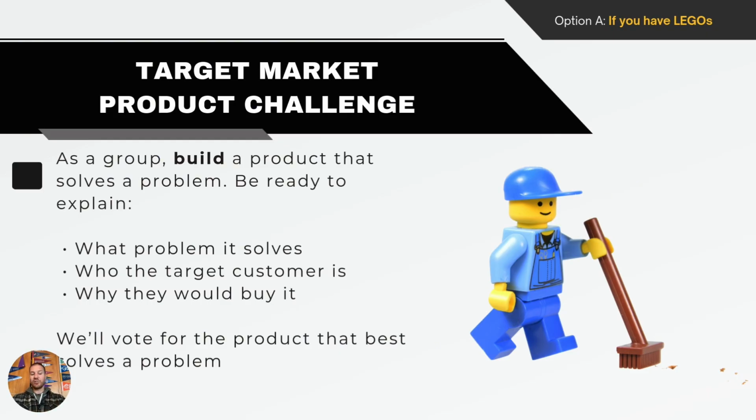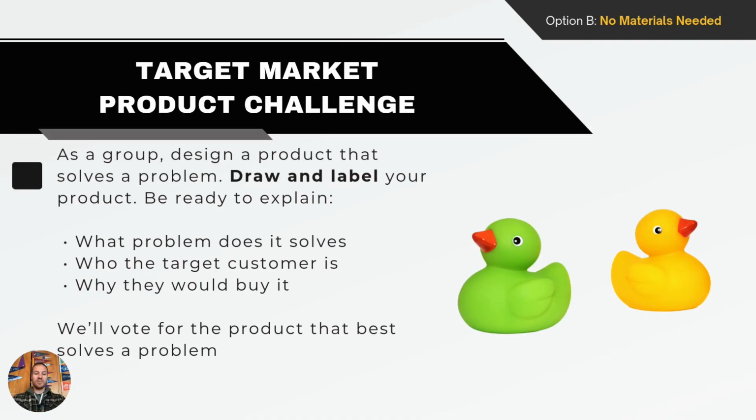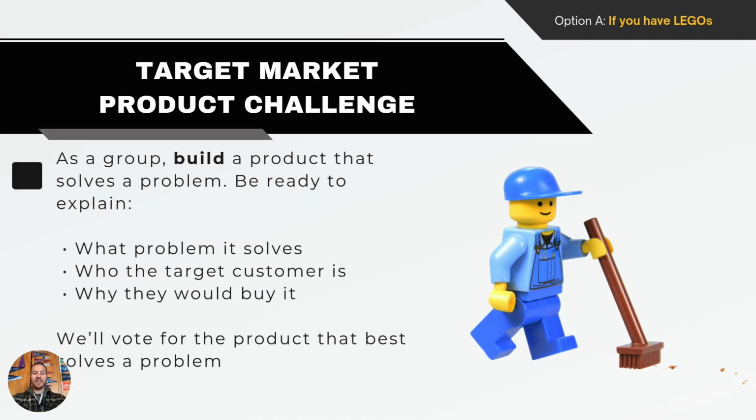If you are a teacher out there that has Legos, then you would go with this slide here. You can see in that top right corner where it says option A if you have Legos. And if you do not have Legos, then you would go to option B, no materials needed. And I do that while I admittedly have two young children, not as young anymore as they used to be. So as a result, I have a bunch of Legos. And so the project, if I use option A, is as follows.